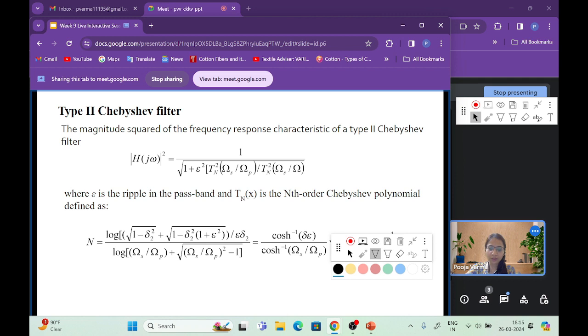And the order of the filter can be found by this equation: log of [(1 / (ε δ2)) × (√(1 − δ2²) + √(1 − δ2²(1 + ε²)))], divided by log of [ωs/ωp + √((ωs/ωp)² − 1)]. It can also be represented as cosh inverse of (1/(ε δ2)) divided by cosh inverse of ωs/ωp.